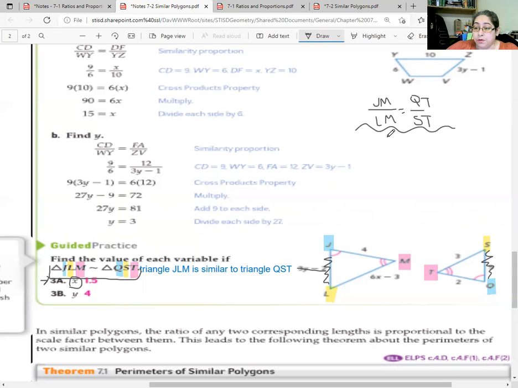JM according to my figure is 4. LM according to my figure is 6x minus 3. QT according to my figure is 2, and ST according to my figure is 3. Now I get to cross multiply and solve. This is going to feel exactly like what we did in the previous section. While I show some of my work, I'll be happy to take questions either live or in the chat.